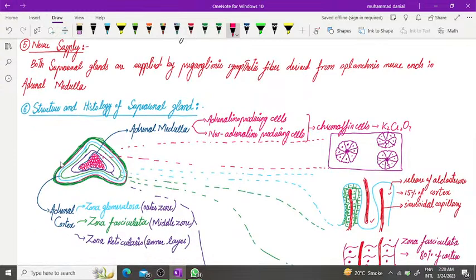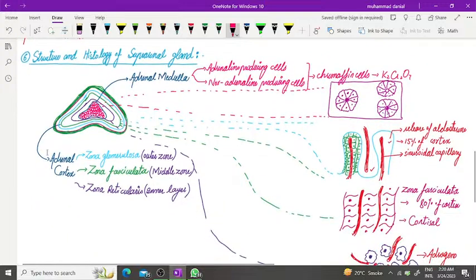Suprarenal gland is composed of two layers, adrenal cortex and adrenal medulla. Adrenal medulla is composed of two types of cells, adrenaline producing cells and noradrenaline producing cells, and both these kinds of cells are called chromaffin cells. Why are these called so? Because they give the dye of potassium dichromate when they are stained. So that's why they are called chromaffin cells.